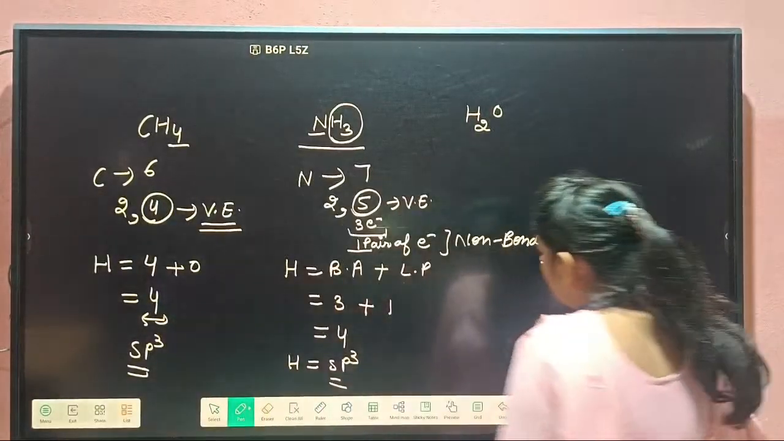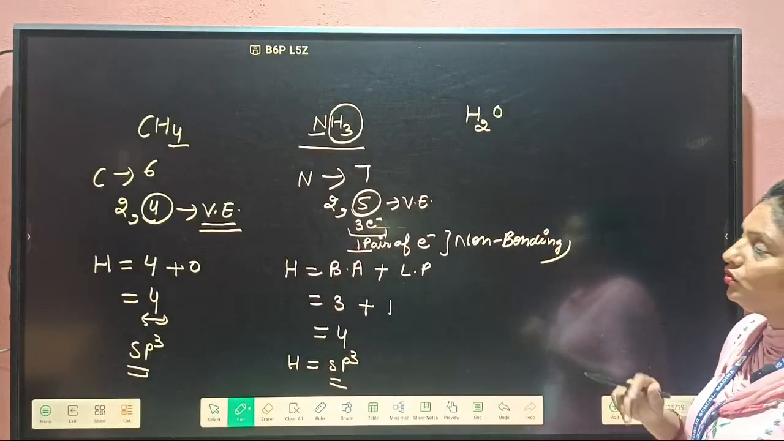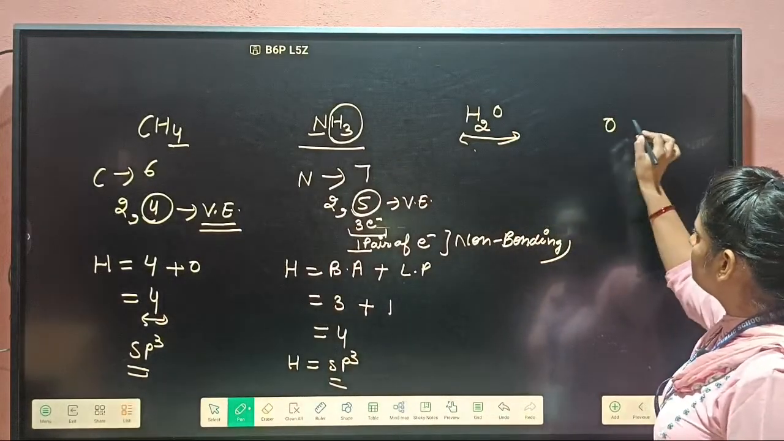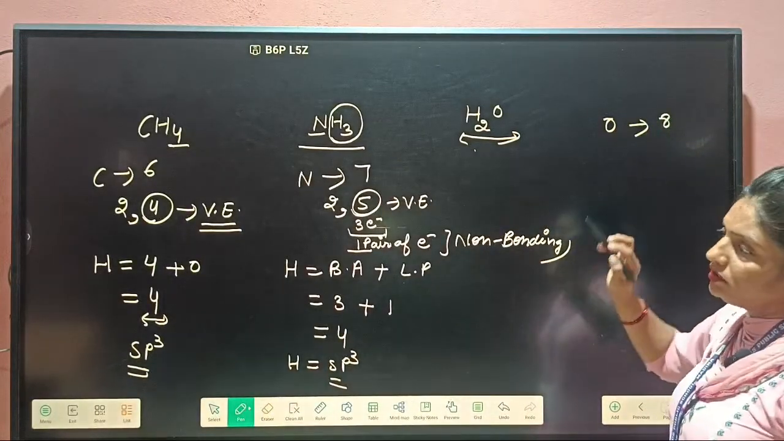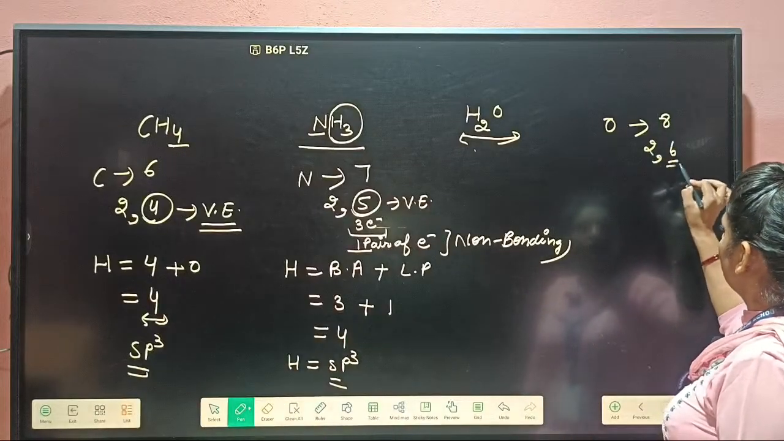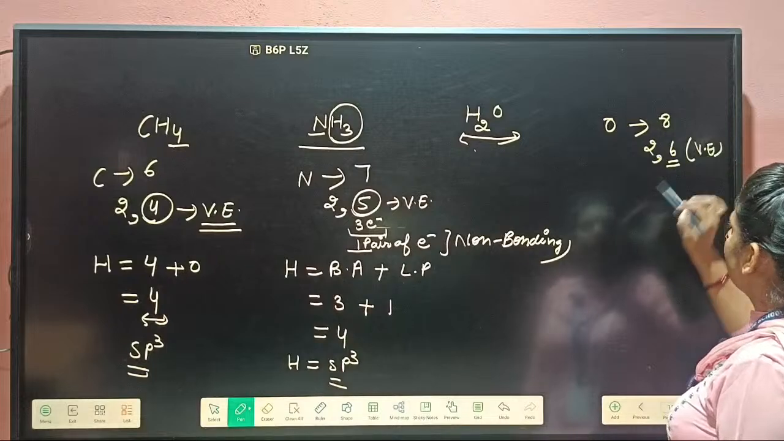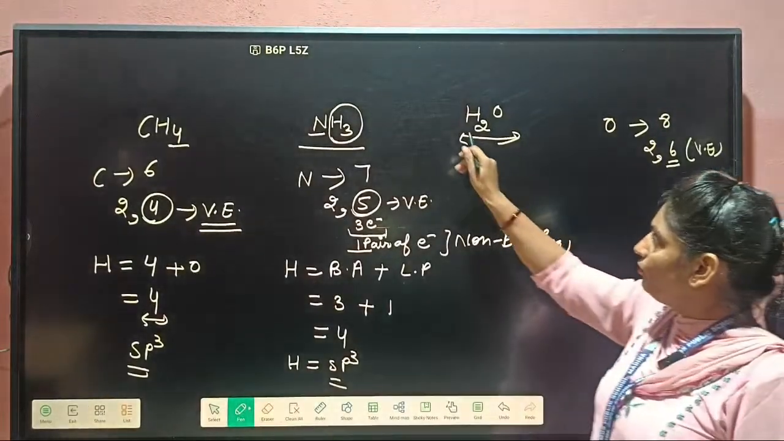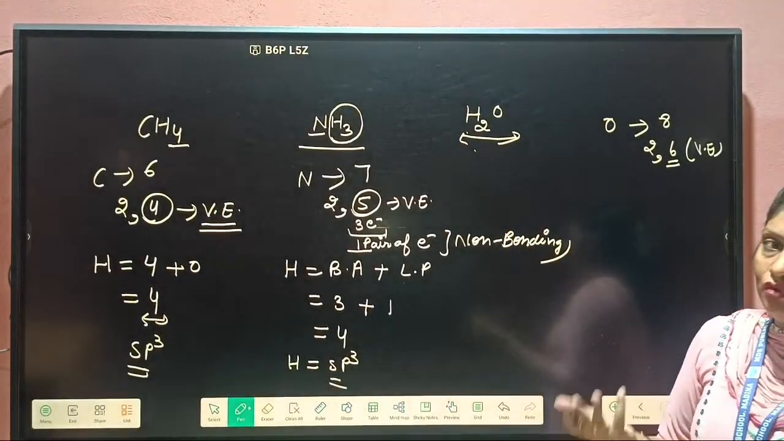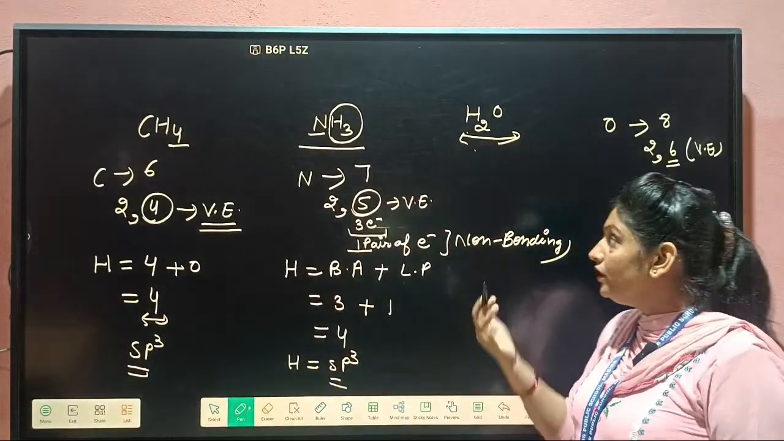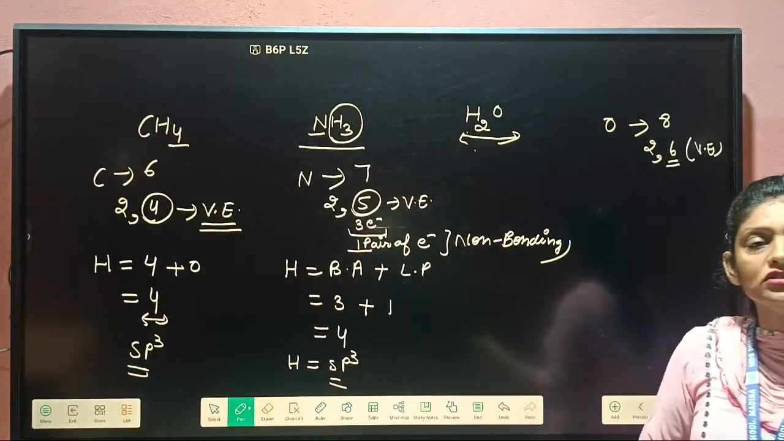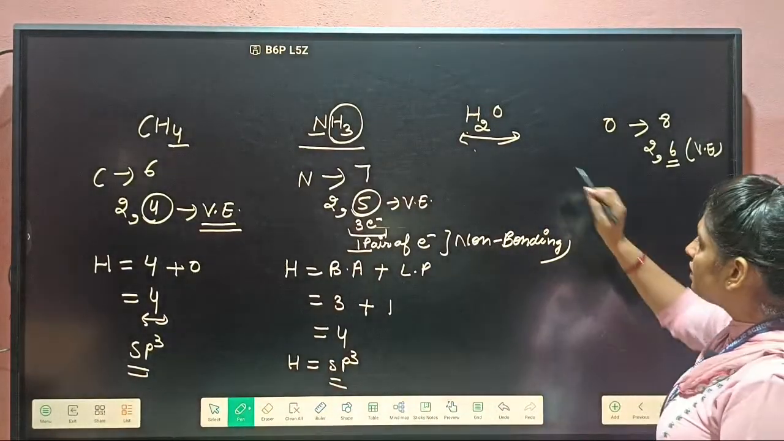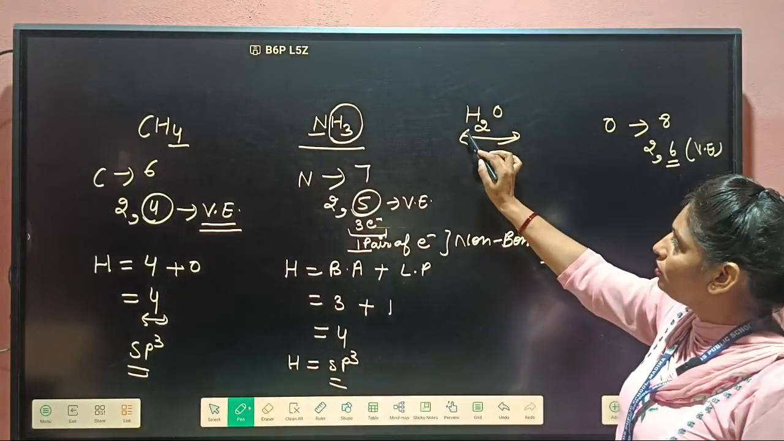You can see one more example, H2O. In H2O, students, the central atom is oxygen, with atomic number 8 and valence electrons 6, which means it can form a maximum of 6 bonds. But bonded atoms are only 2, and the bonded atoms are hydrogen. You know very well hydrogen is univalent, one hydrogen can form only 1 bond, which means it is consuming only 2 electrons in bond formation.